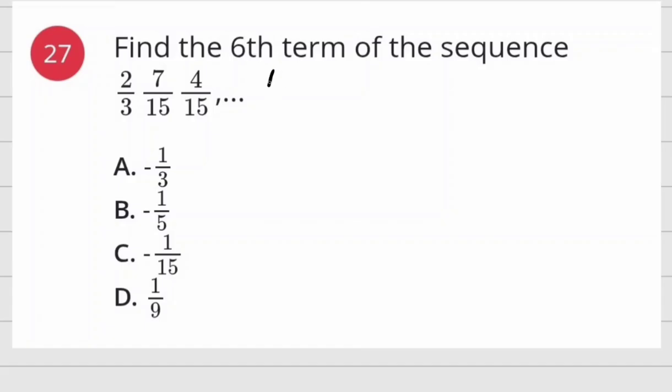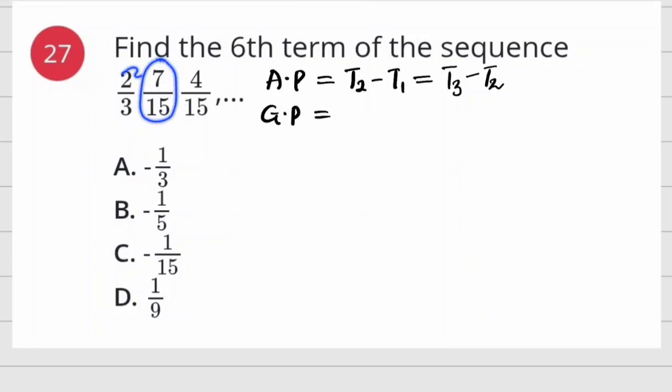For AP, we can test that T2 minus T1, if we subtract the first term from the second term, gives us the same thing as the subtraction of the second term from the third term, then we can conclude that the sequence is AP. And for GP, if we find the ratio of a term to the term immediately preceding it, that is, T2 divided by T1 gives us T3 divided by T2, if this holds, then such a sequence is in geometrical progression.